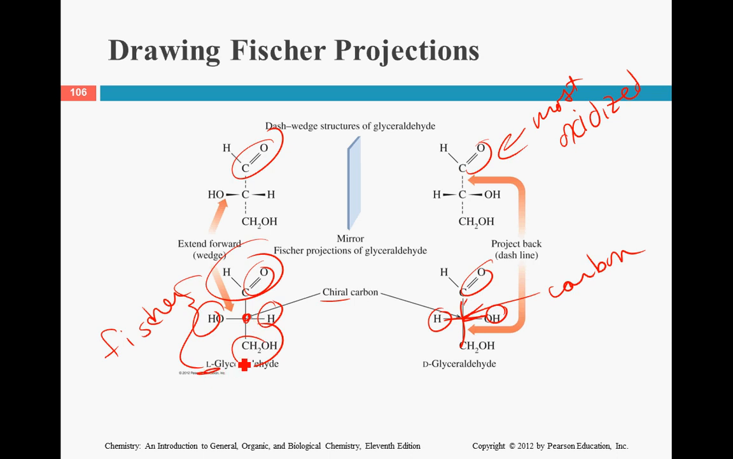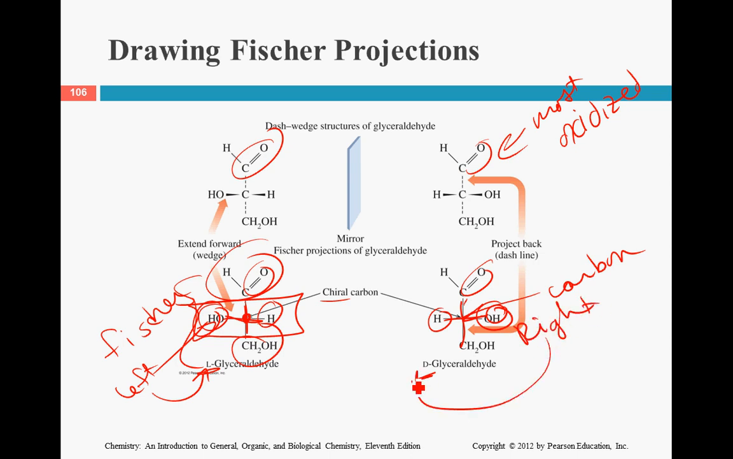Notice this L and D. They're looking at the very last line. So here's the most oxidized. The last cross of the oxidized, if the OH is on the left, it's an L. If the OH is on the right, it's a D. And that's just another way of explaining what kind of compound it is.